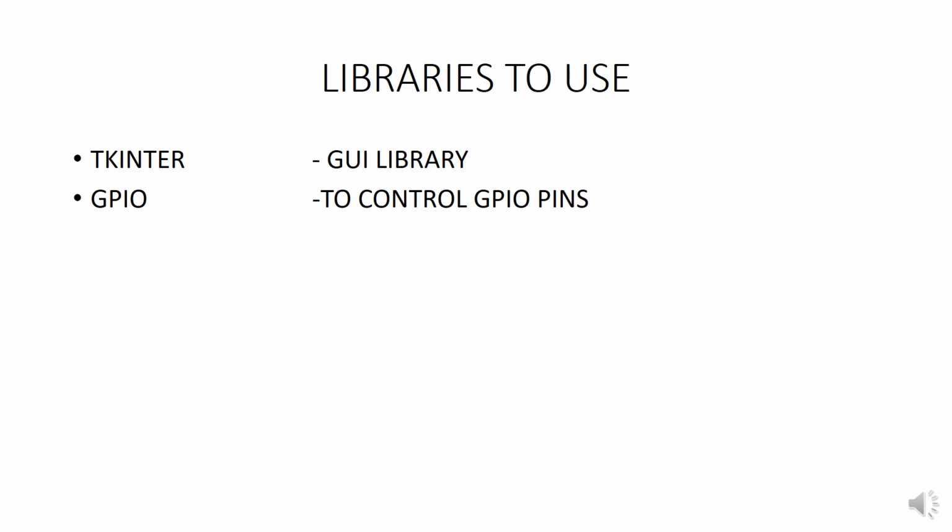We are going to use 2 libraries, one is tkinter and one is GPIO. tkinter is a GUI library which is an inbuilt one in Python, and GPIO is used to control the GPIO pins in the Raspberry Pi.